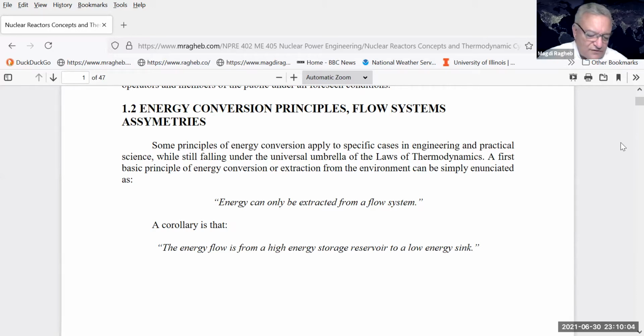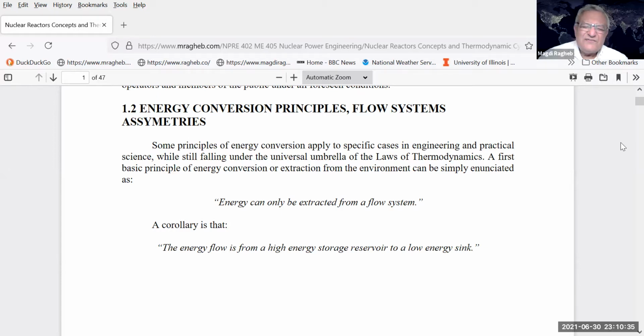Of course, the laws of thermodynamics apply to thermal systems, but we don't use only thermal systems to produce electricity. We also use hydrodynamic systems when we use hydroelectric power generation, and we use aerodynamic energy also when we use the wind to produce energy. So some general principles apply for us as engineers to extract energy from the environment.